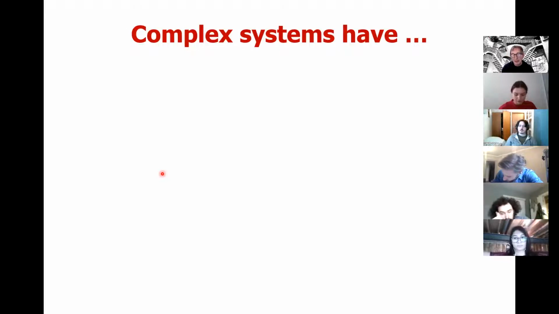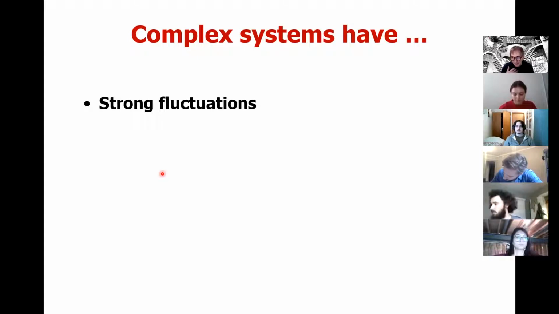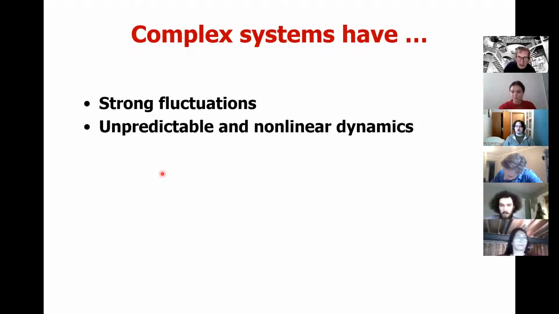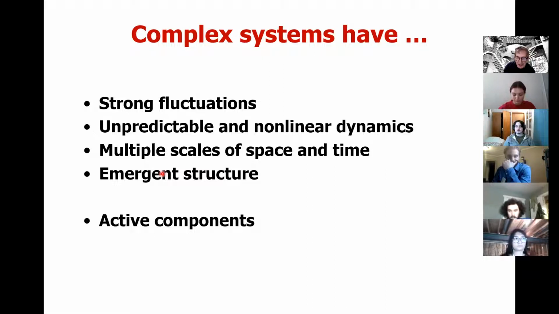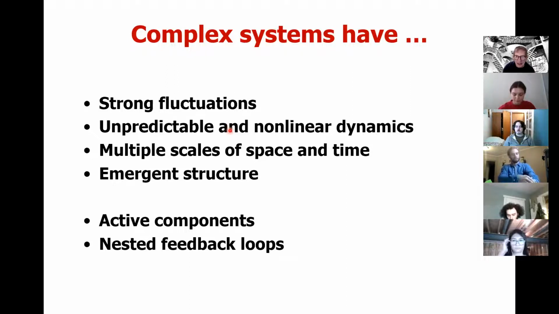The most interesting examples are complex systems and biological systems. So the things that I'm interested in from a research perspective are systems which have strong fluctuations, unpredictable and nonlinear dynamics, multiple scales of space and time, emergent structure, which I'm going to say what that means, and active components. These are all the types of phenomena that are really the most challenging in physics. In this class, we won't be able to understand all of these things. It's not a class on complex systems, but we will understand some of the basic principles for dealing with these systems in very simple physical formats. And the other thing I didn't mention was nested feedback loops, which is part of what differentiates biological systems from physical systems.